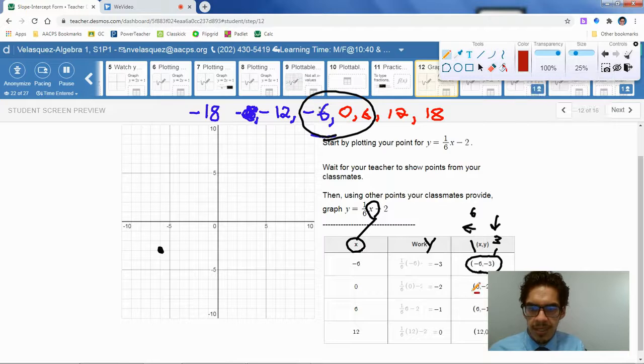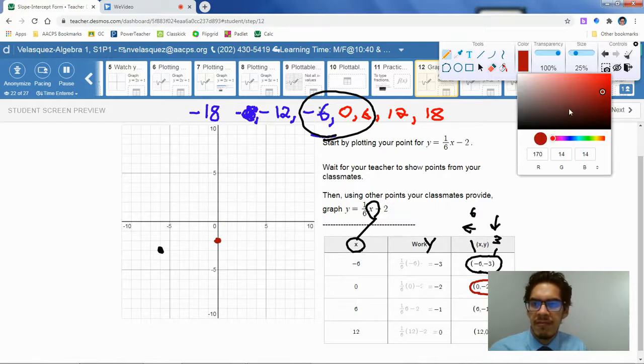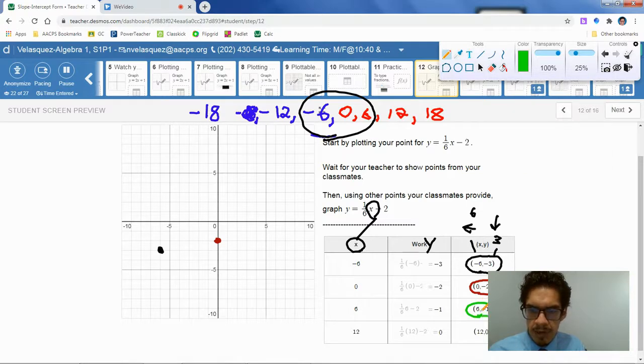Next number I'm going to plot is 0, -2. So that means I'm not going to go anywhere left or right, but I then will go down 2. Okay, 0 and then -2. I'm right here. And then finally, I have a point at 6, -1. So that means I'm going to go right 6 because of that +6, and then down 1 because of that -1. So right 6, down 1. All right, so I have now plotted my points.